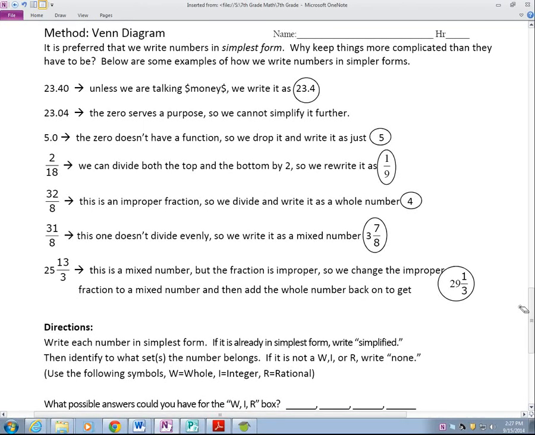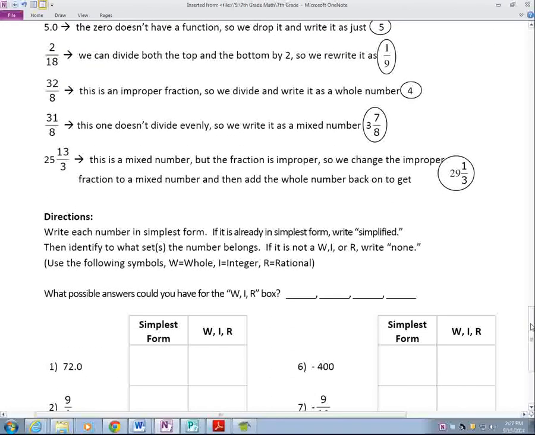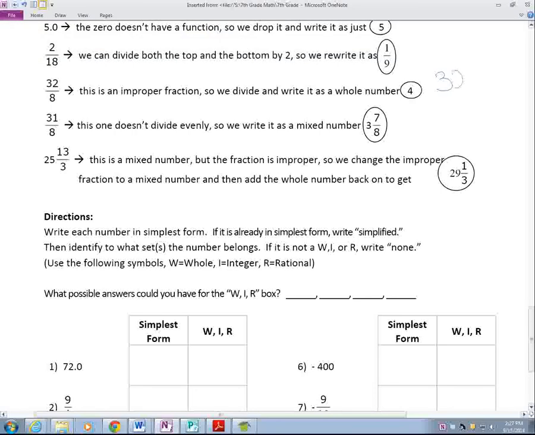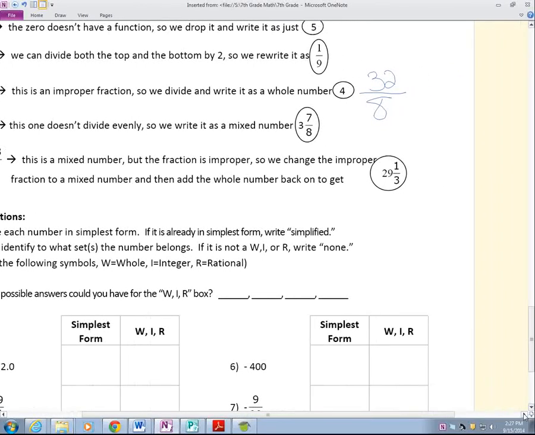That is equivalent fractions, simplification. You had that last year. We're actually doing that today with my sixth graders. This is an improper fraction, 32/8. So we divide it and write it as a whole number. 32 divided by 8 is 4.